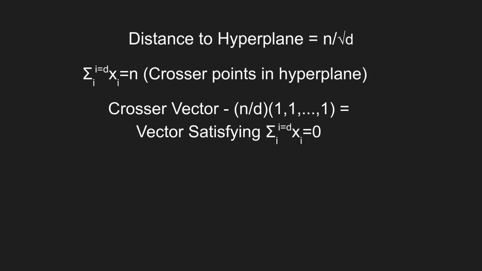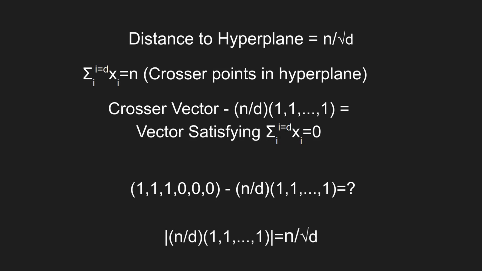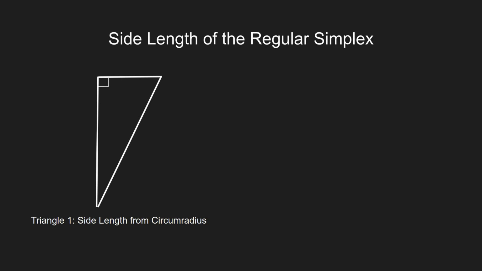With this vector as a leg and any crosser vector as the hypotenuse, we can then construct a right triangle. It is right because by being the orthogonal vector from the origin to the hyperplane in which the tips of the crosser vectors live, this orthogonal vector is the projection of any crosser vector onto the subspace orthogonal to the hyperplane. Using the Pythagorean theorem, we can find that the magnitude of the third side of the triangle, the one in the hyperplane, has length square root of n minus n squared over d.